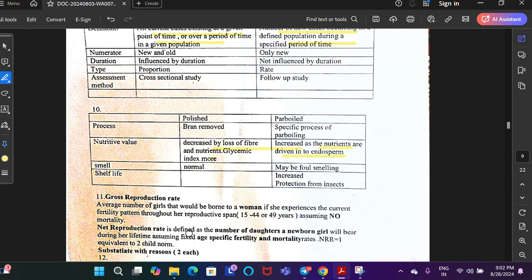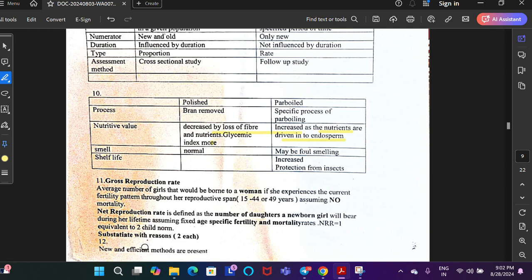Then, differentiate between gross reproduction rate and net reproduction rate. Gross reproduction rate means the average number of girls that would be born to a woman if she experienced the current fertility pattern throughout her reproductive span, that is 15 to 44 or 49 years, assuming no mortality. Net reproduction rate is the number of daughters a newborn girl will bear during her life, assuming fixed age-specific fertility and mortality rates. NRR equal to 1 corresponds to the two-child norm.